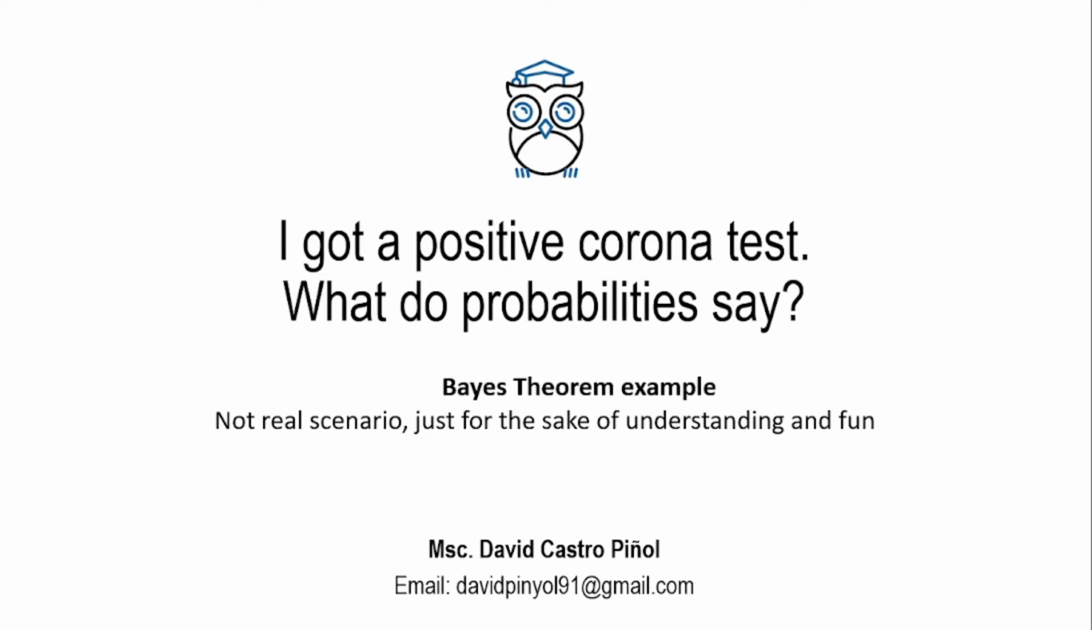In this video, I will be talking about a specific example of how to use probabilities in a positive corona test. I just want to say this is not a real scenario, this is just for the sake of understanding and fun. So the numbers we are going to see are not real numbers and the results are just for understanding. We are going to be playing around with the Bayes Theorem. We are going to see how to use the Bayes Theorem for a specific example and have fun and learn during this interesting journey.